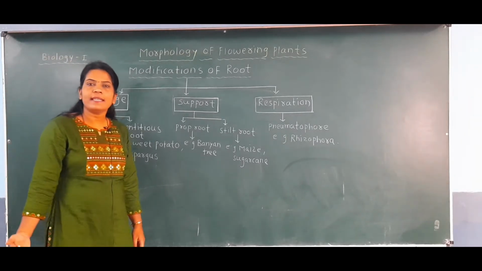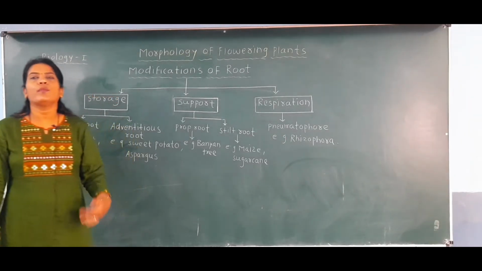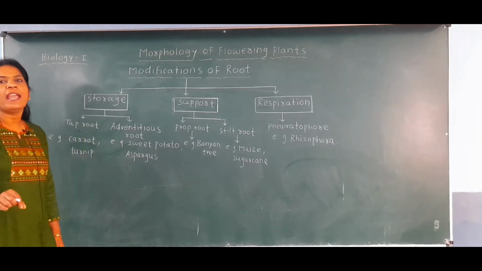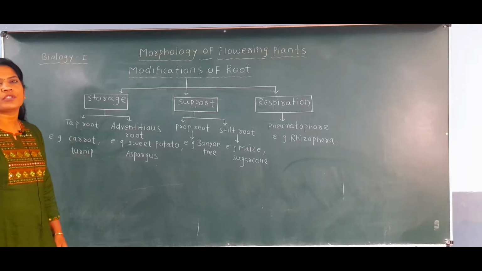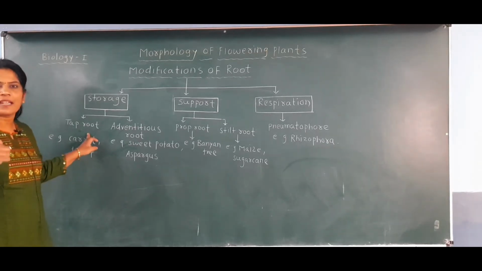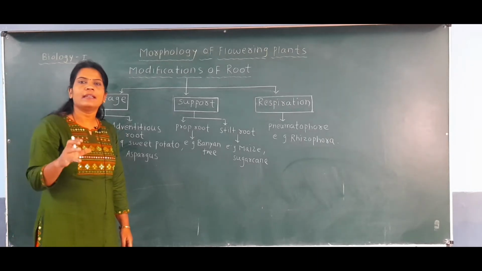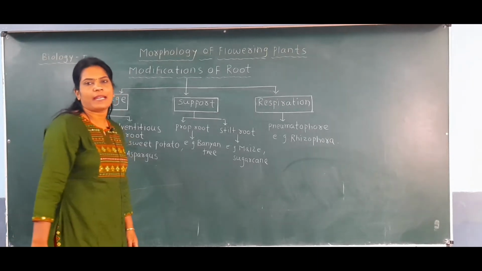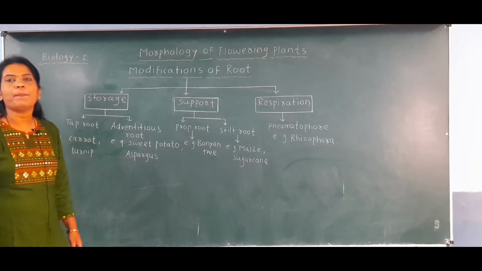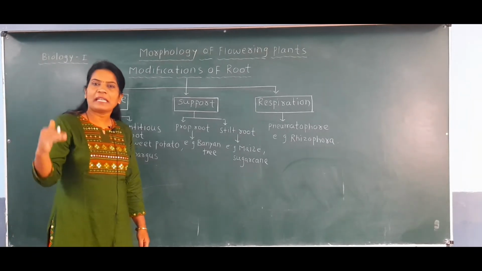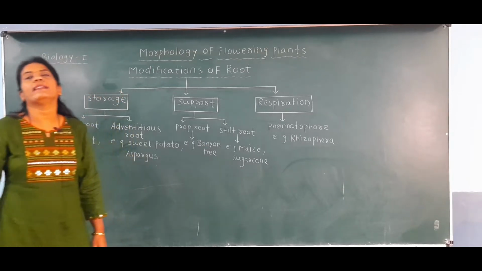We have already seen what is meant by taproot and what is meant by adventitious root. We have seen that the primary root and its lateral branches together constitute the taproot, and the example is the mustard plant. Adventitious root means the root does not develop from the radicle, but develops from any part of the plant. 3 examples we have seen are the grasses, monstera and the banyan tree.